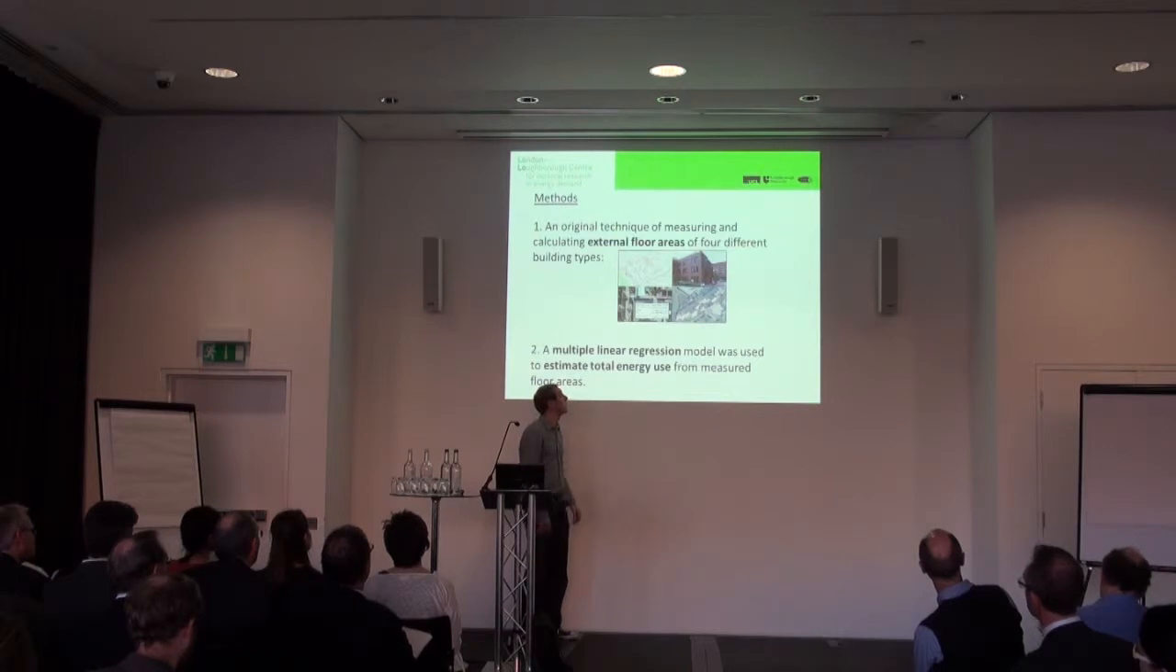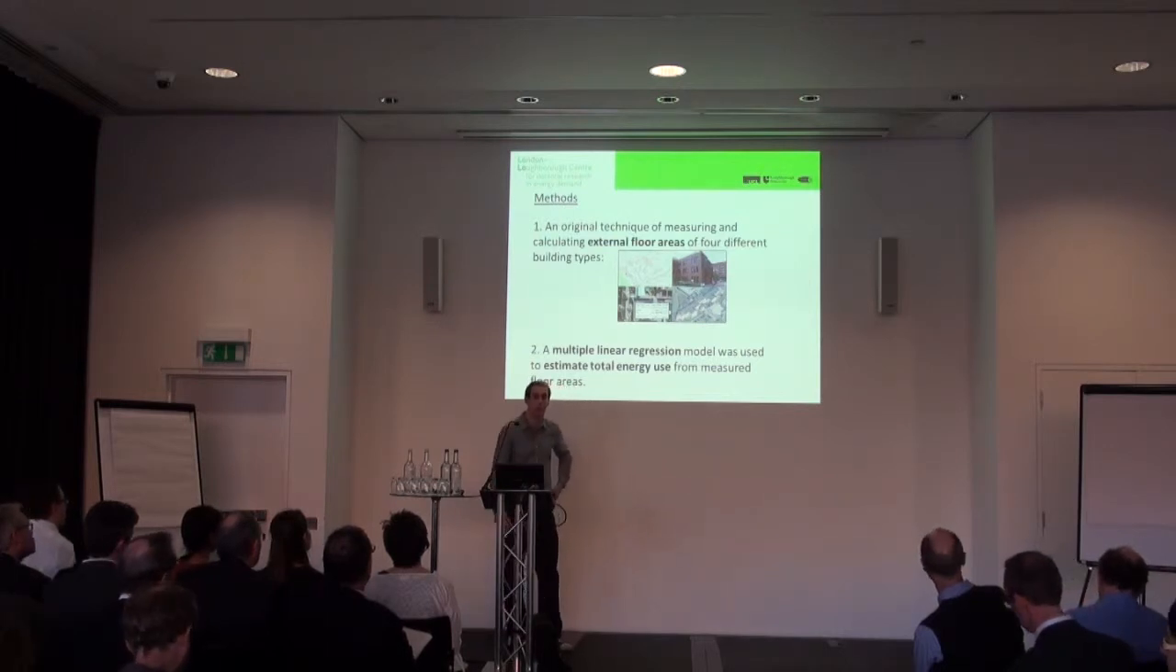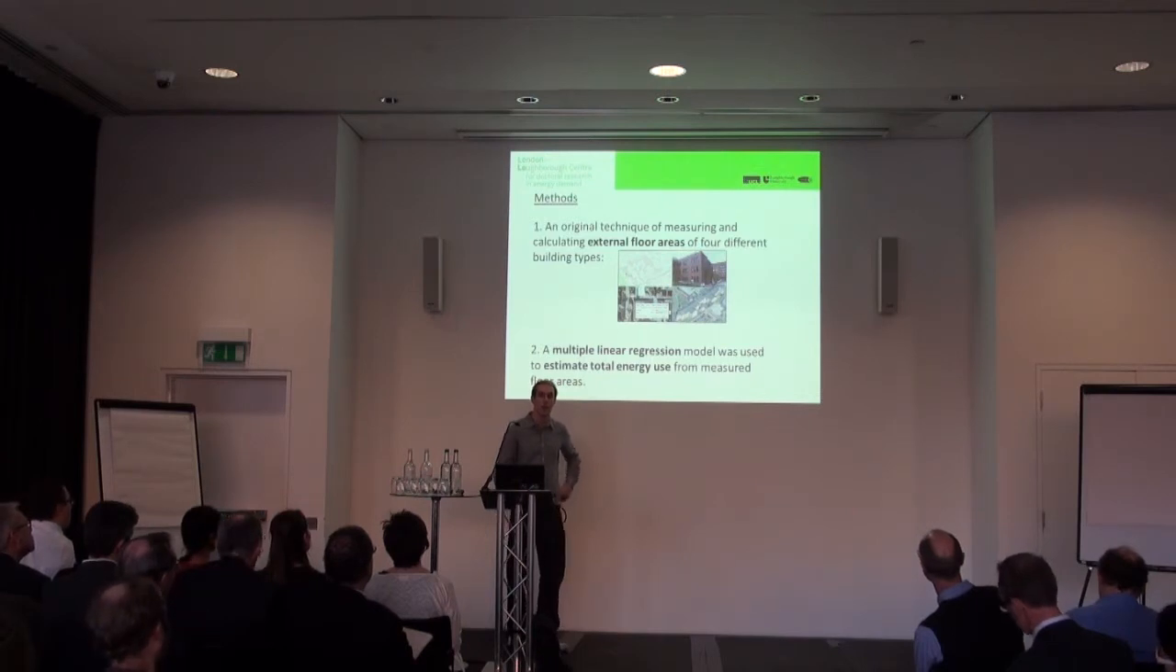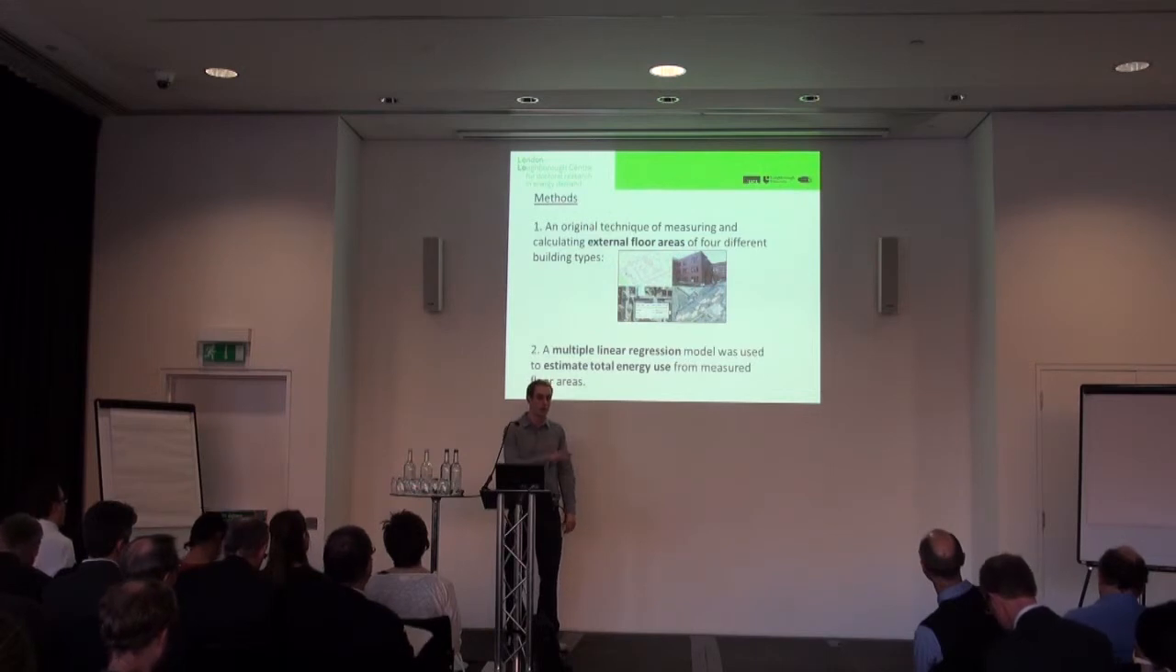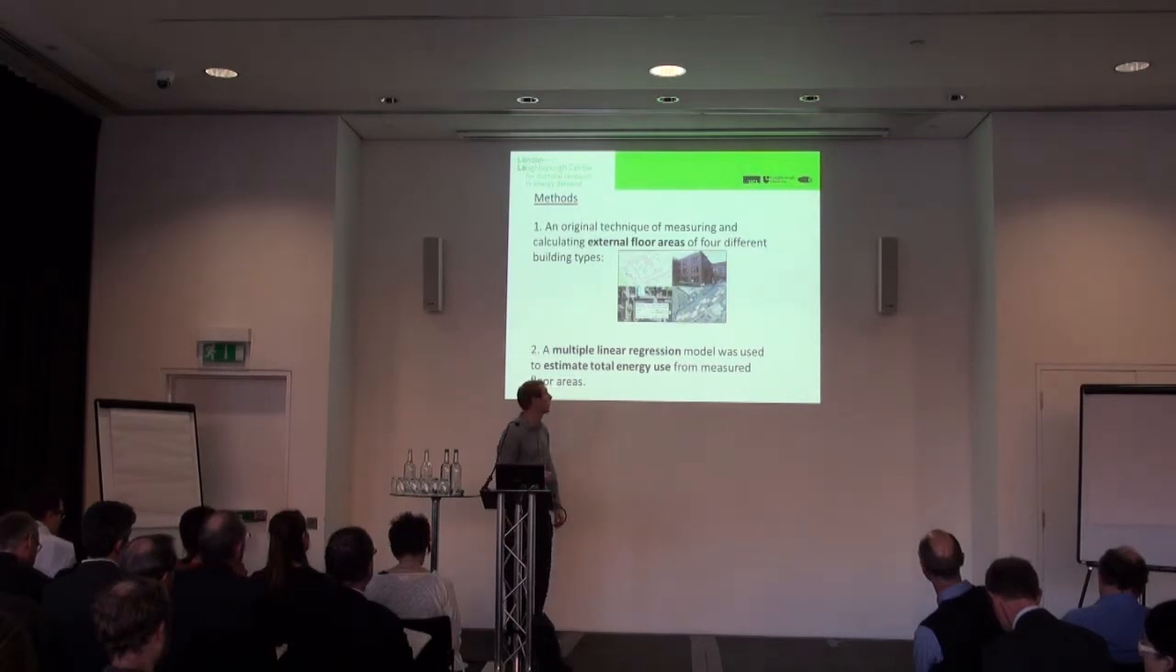And this could be done manually. It was also done very quickly using an OS master map software. However, the problem with that software was that it couldn't always pick out different build types, because corridors in hospitals link lots of build types together. So you couldn't always select just one building.